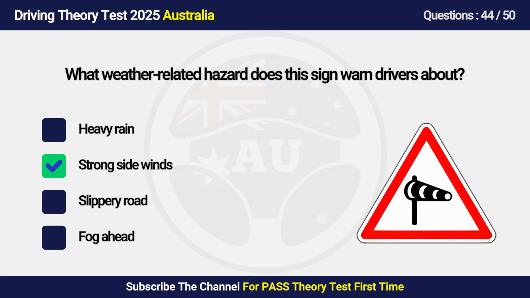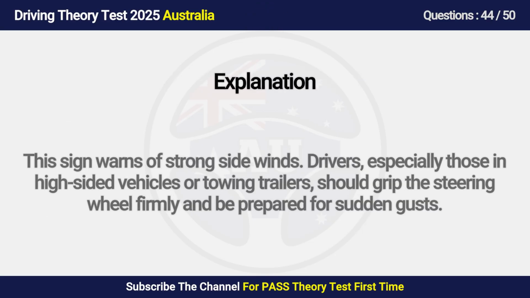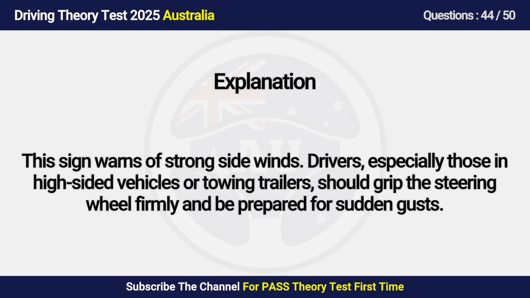Answer is B. Strong side winds. This sign warns of strong side winds. Drivers, especially those in high-sided vehicles or towing trailers, should grip the steering wheel firmly and be prepared for sudden gusts.